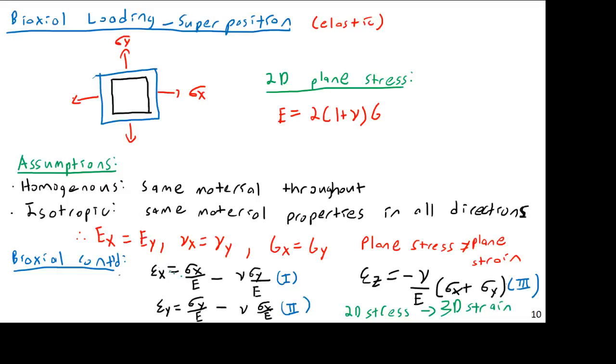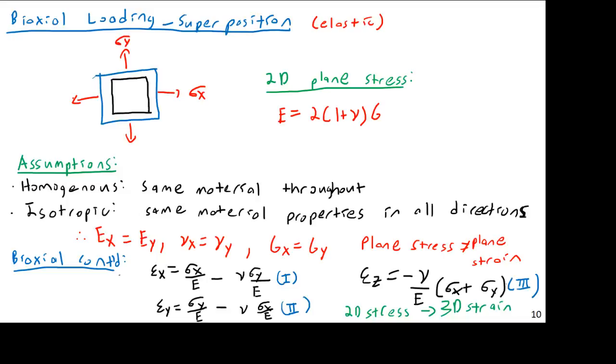Our strains in the x and the y can be positive, but the z is going to be negative. The z, the thickness of the material, is going to become thinner. And this all comes down to simple conservation of volume. As long as it's going to remain the same material, the same density, if it's increasing in the x and y dimensions, something has to give. It has to become thinner in the z direction. There is no other option if we're going to have any kind of conservation of volume. Got that?